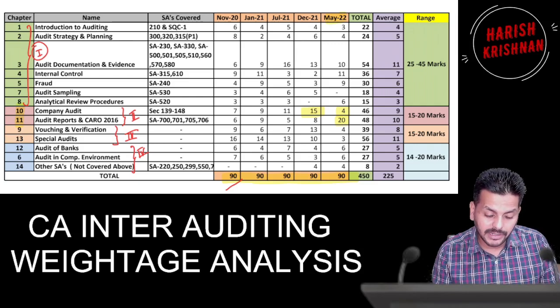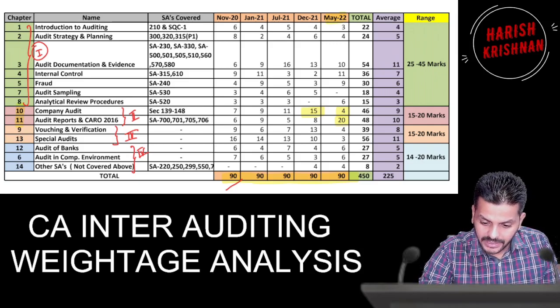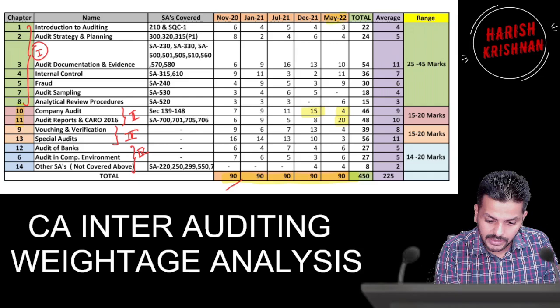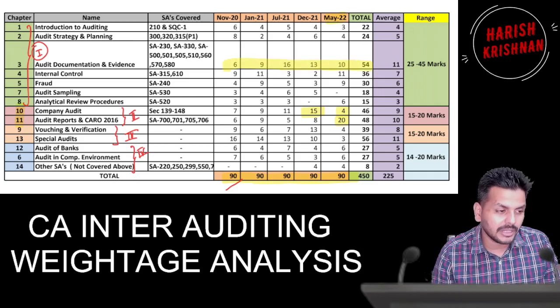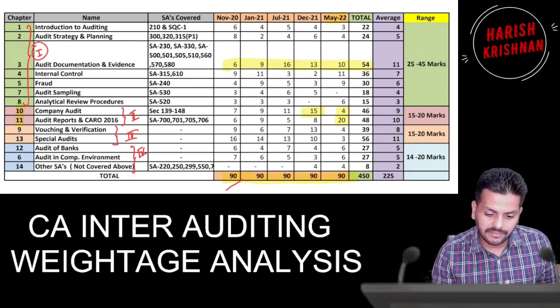I'm going to elaborate a little more on that. You will continue with the first part, but the first part's weightage is anywhere between 25 to 45 marks, and you can clearly see chapter 3 is a very, very important chapter, because you have a lot of 5 series standards in that. It's a question on audit evidence and all that.